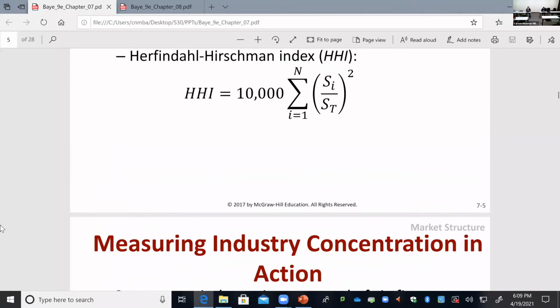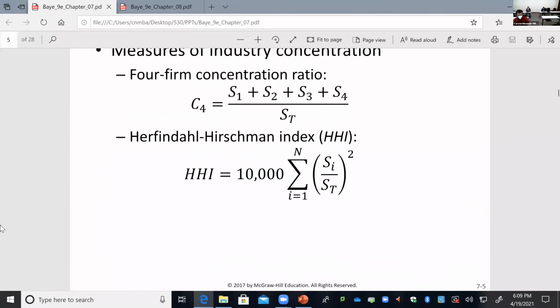It's a little more complicated. Does anybody know what that symbol is, after the 10,000, or what that notation stands for? Summation, right? That's the Greek letter sigma, uppercase Greek letter sigma. So this says sum from the first firm to the last firm. However many firms are in an industry, if there are 100 firms in the industry, capital M will be 100. Next, you do the operation in front of the sum, which is that firm's sales compared to the total sales in the industry.